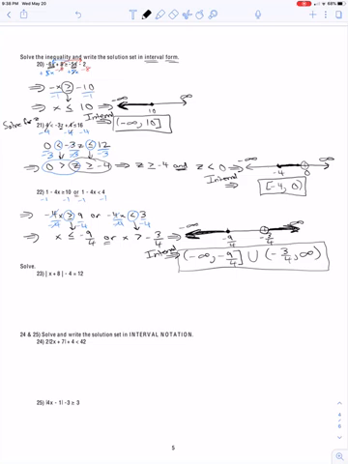Now, as we move on, let's go to absolute values to finish off our topics. The first one we have is an absolute value equation.